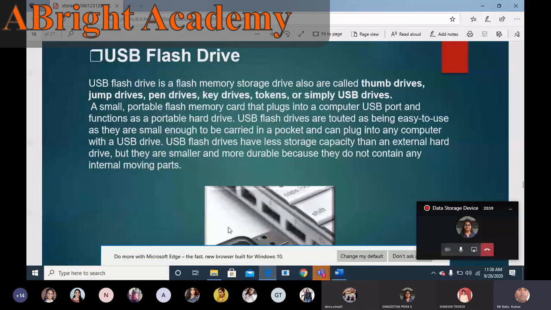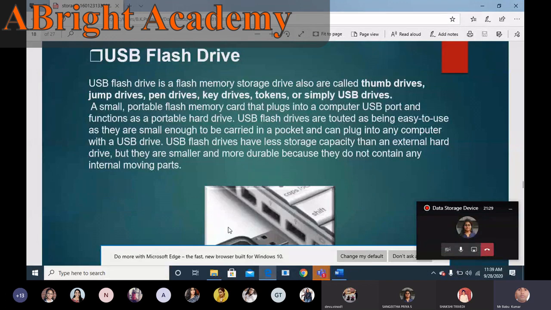USB flash drive is a flash memory storage drive. Also called thumb drives, jump drives, pen drives, key drives, tokens, or simply USB drives. A small portable flash memory card that plugs into a computer USB port and functions as a portable hard drive.